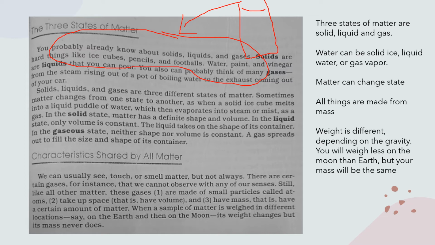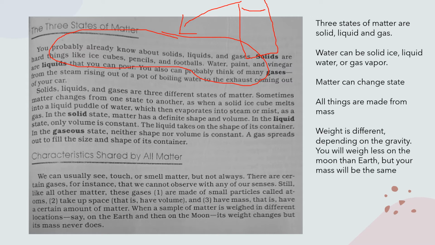Now, in the gaseous state, neither the shape nor the volume is constant, as the gas spreads out to fill the size and the shape of its container. Now imagine that somebody is cooking delicious dog curry in the kitchen, and you are in the classroom. You can smell the dog curry, because the dog curry spreads out and reaches you where you are.